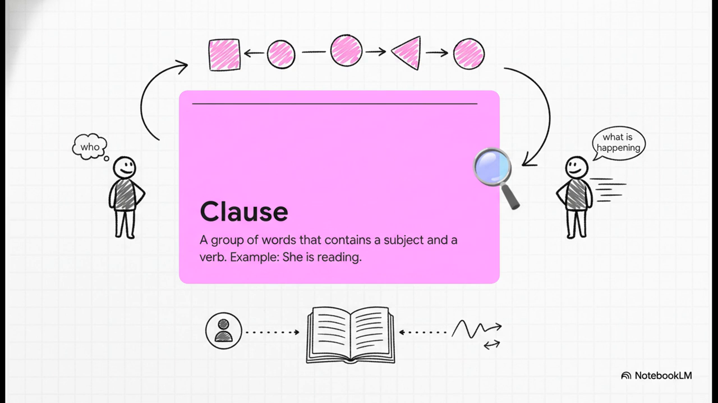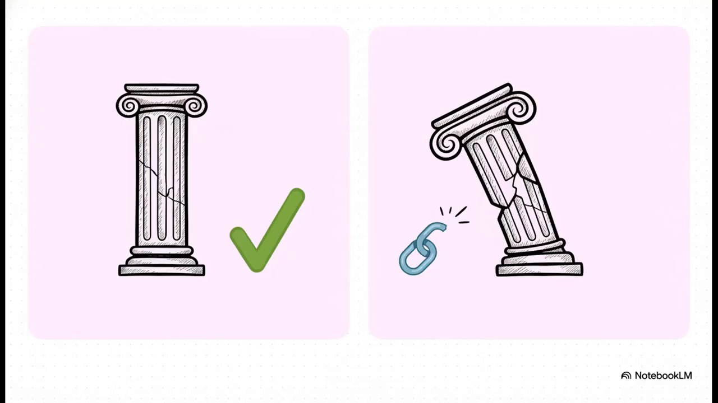Look at the example. She is reading. You've got your subject, she, and you've got your verb, is reading. Boom. That's a self-contained little unit of meaning. Okay, now pay attention here, because this is a really crucial distinction. You've got an independent clause, which is a complete thought. It can stand all by itself as a sentence. Think, she studies linguistics. Perfect.